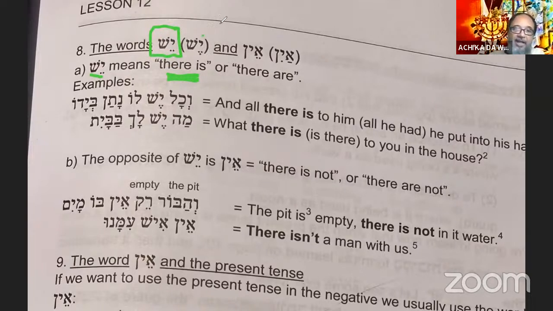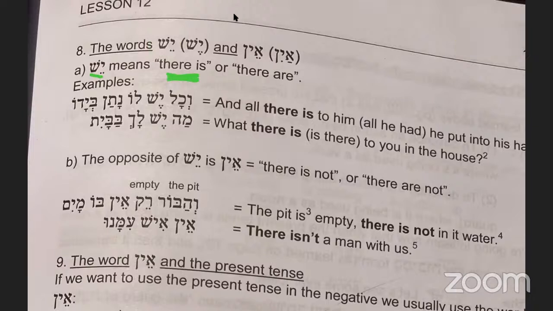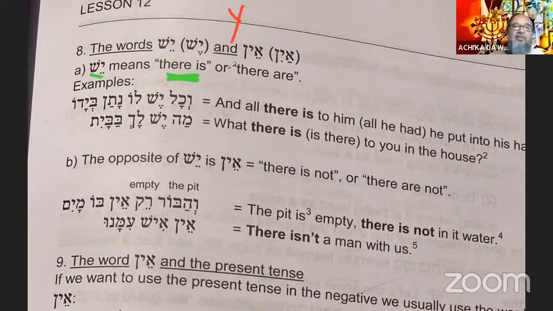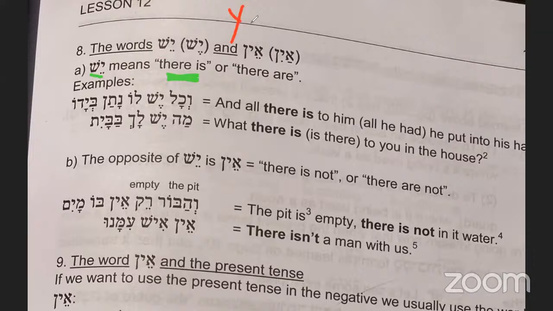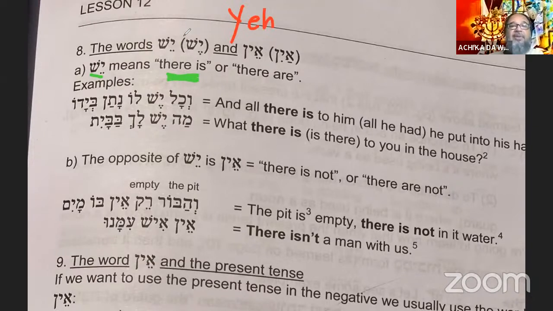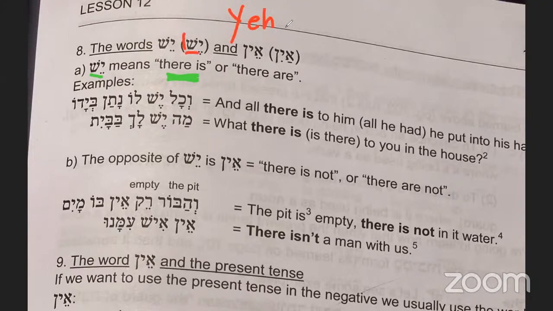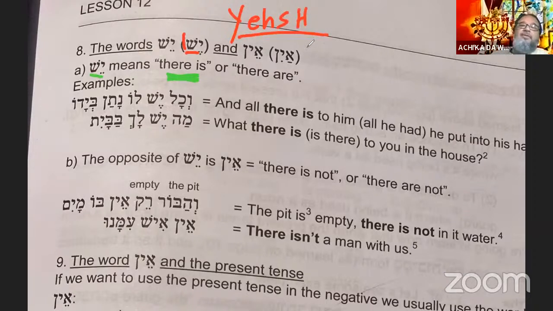So just off the top, if I was to write this letter out, this yod, what letter in English would it represent? Y. The 3 dots underneath it, what sound or what letters would I write? E. EH. And then the last one. The SH. So there you go. That's how it would be transliterated. Yesh.